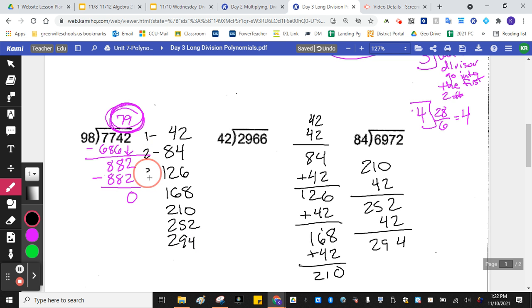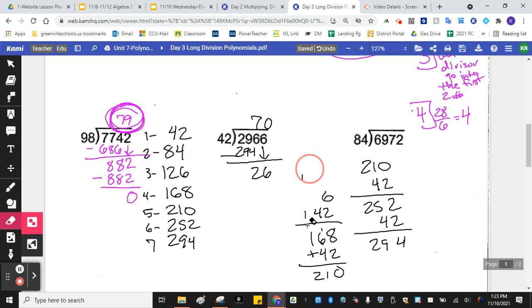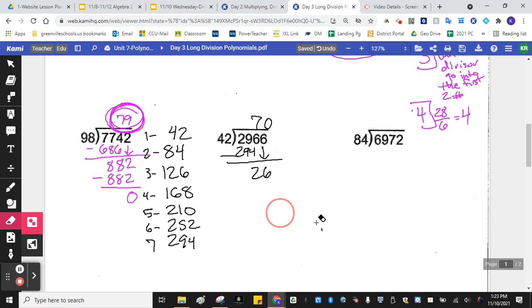So that's 1, 2, 3, 4, 5, 6, 7. So it goes in 7 times. 7 times 42 is 294. 294. 26. 42 can't go into 26, so 0 times. 26 over 42. Let me get rid of all this. We don't need this, but this is how it's done, just so you saw. You need to know your multiples of 42. If you don't know them, you have to just sit there and add them together.